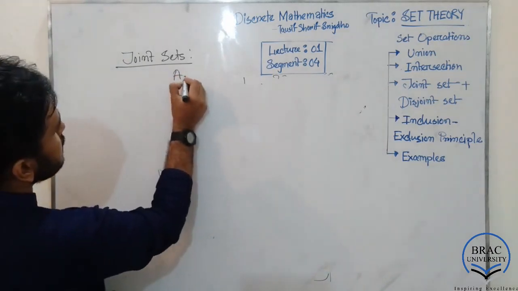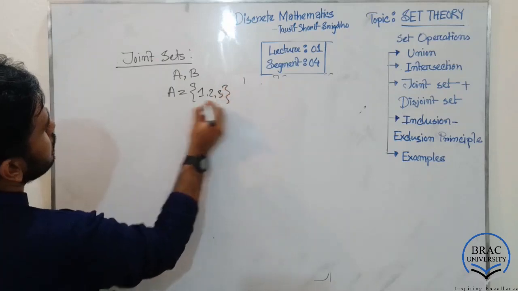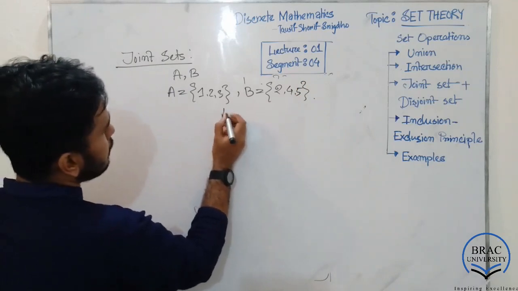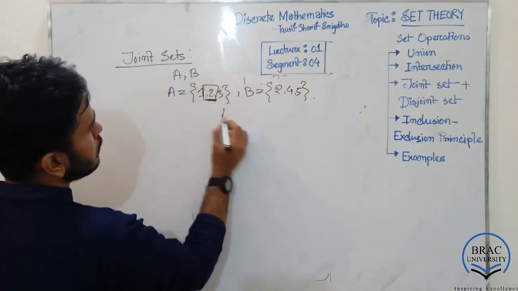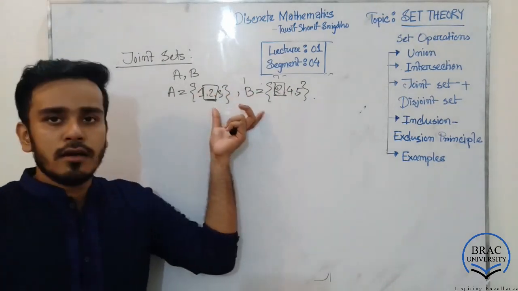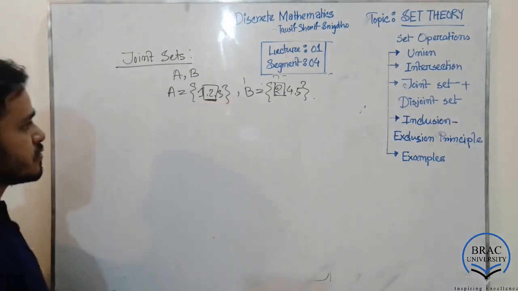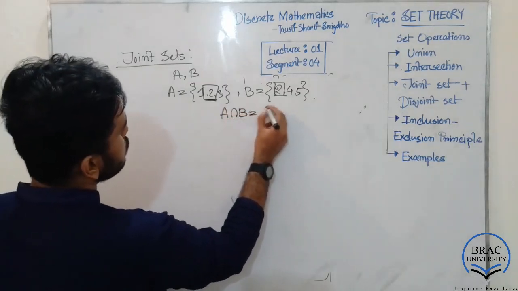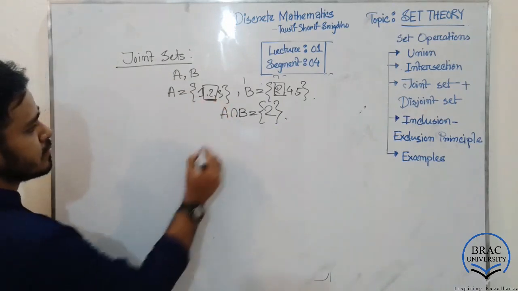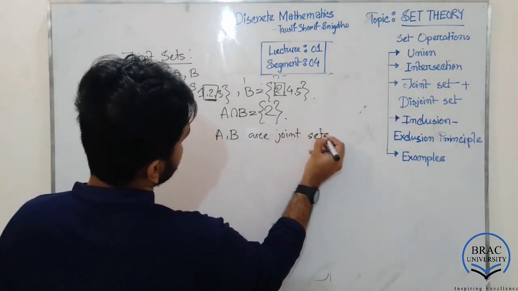So if we consider sets A and B, and A equals 1, 2, 3, B equals 2, 4, 5, here we have 2 in both of the sets. That means they have a common element, right? Or they share a common element between them. So A intersection B equals 2. Since there is a common element between these two sets, we can say that A and B are joint sets.